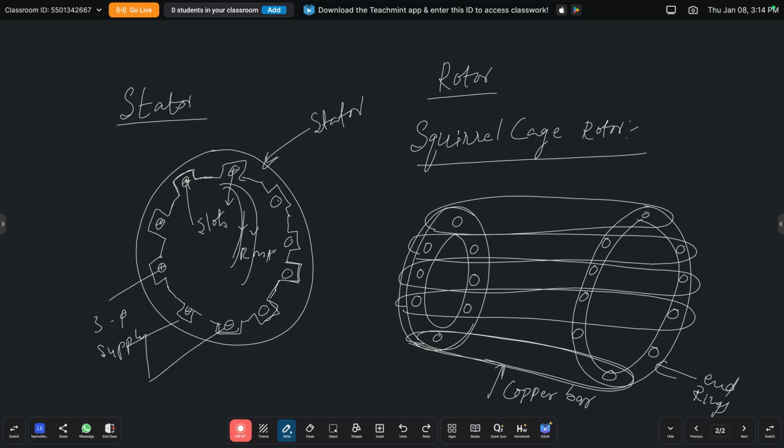These bars are made up of copper or aluminum conductors placed inside the steel laminated slots. Both ends of these bars are short circuited by two copper end rings, making a closed path. So this is one copper bar, this is one more copper bar. All copper bars are short circuited in the end rings. This is the construction of the squirrel cage induction rotor.